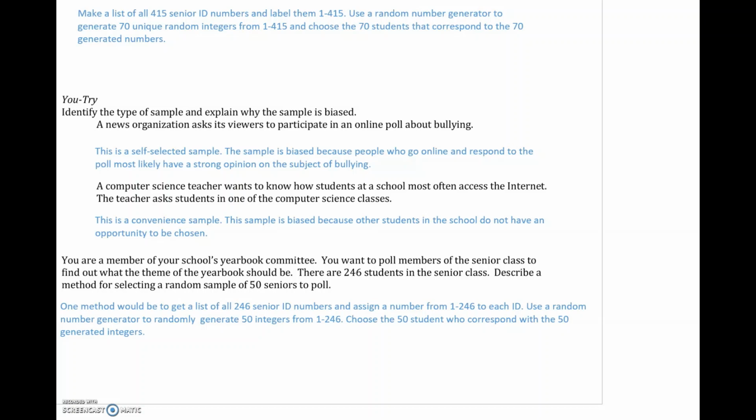And then that third one here, I basically used the same kind of format I did with the example, and you guys could have something different. But remember, ideally, we want to aim for a random sample. So your description of a method should be something that would give us a random sample. So again, I'm using that random number generator.